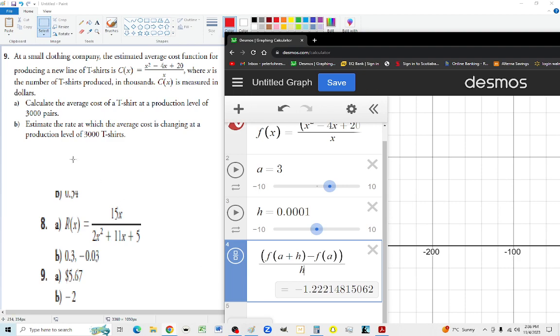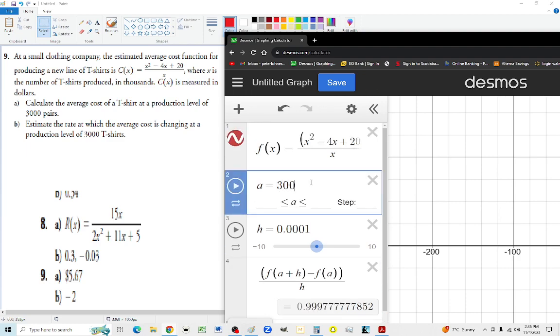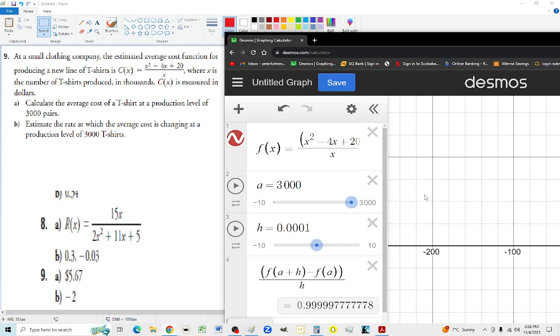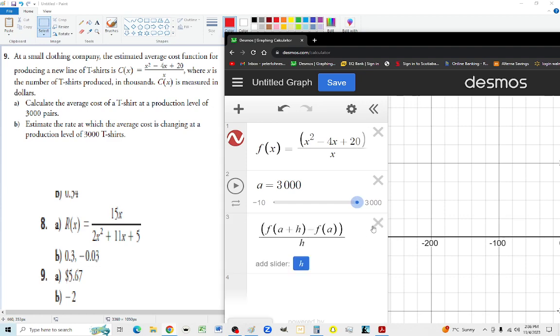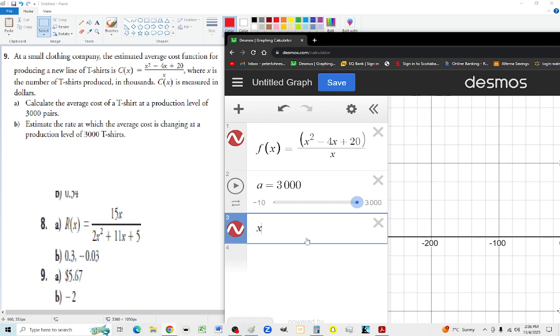so if they're asking average cost of t-shirts at a production level of 3,000 pairs, let's try 3,000. Average cost, no, they're still saying that. So they're not looking for that. So if they're talking about 3,000, they're looking from 0 to 3,000. So how to do that is this. We don't use h. So between 0 and 3,000, x2 is equal to 3,000, x1 is equal to 0, which means my x2 minus x1 is going to be equal to 3,000. To find the f of x2 minus f of x1, we should find f of 0. It's undefined, so there is no 0. So we'd have to take 0.001.